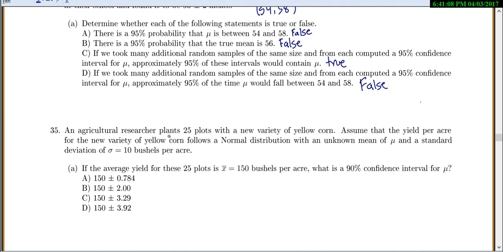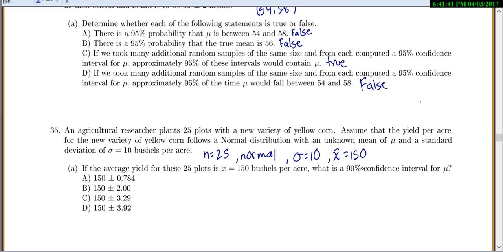Let's try 35. An agricultural researcher plants 25 plots with a new variety of corn, so n equals 25. Assume that the yield per acre for the new variety follows a normal distribution, so we know it's normal, with an unknown mean of mu and a standard deviation of sigma equals 10. If the average yield is 150, so x bar equals 150, we want to find a 90% confidence interval.